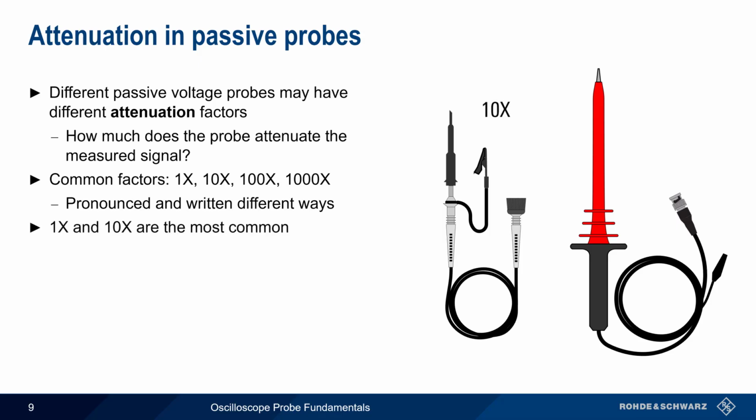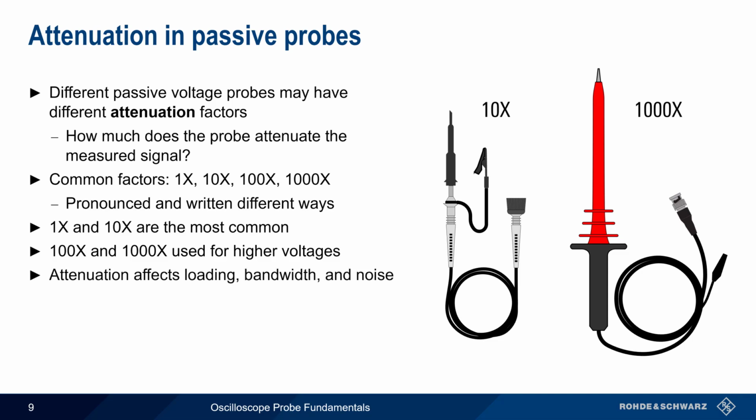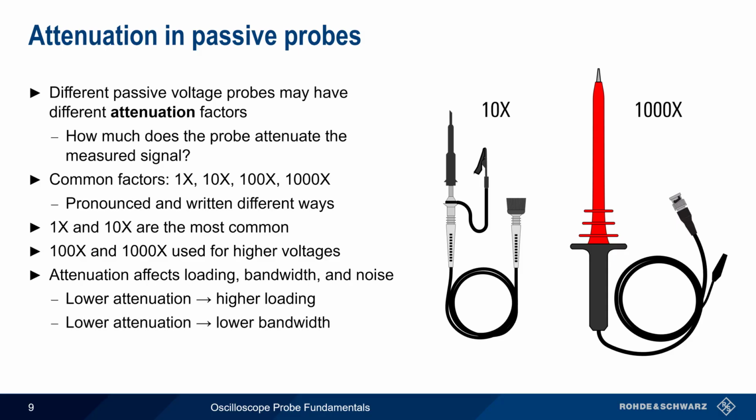1x and 10x probes are the most common, but 100x and 1000x are often used for making higher voltage measurements. Although it should be clear that higher input levels require greater probe attenuation, attenuation factor also affects things like loading and bandwidth. Lower attenuation leads to greater circuit loading and lower bandwidth, both of which are usually undesirable. On the other hand, lower attenuation does also usually mean lower noise.